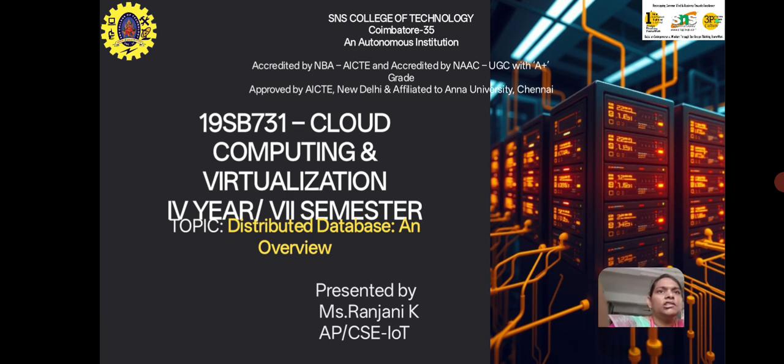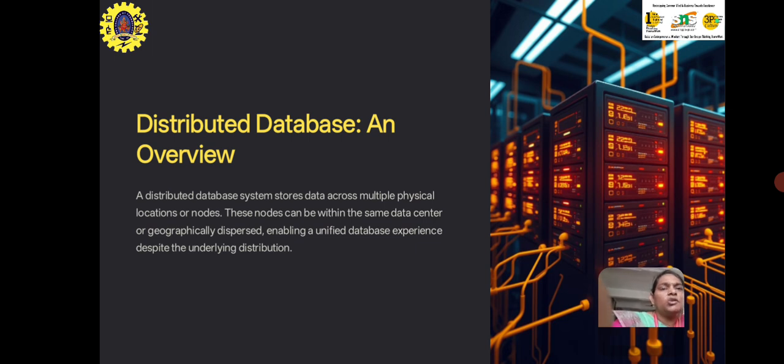So let us see what a distributed database is. A distributed database is simply a database where the data isn't stored in one single place. Instead, it is spread across multiple physical locations, sometimes in the same data center, sometimes across continents, but to the user, it feels like a single unified database. Think of Netflix: whether you are in India, the US, or Europe, you can see the same content, but the data comes from the server nearest to you. That is a distributed database.